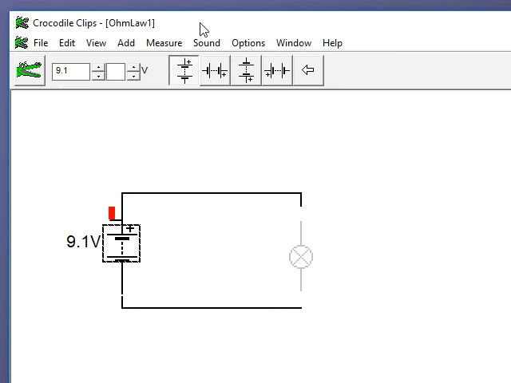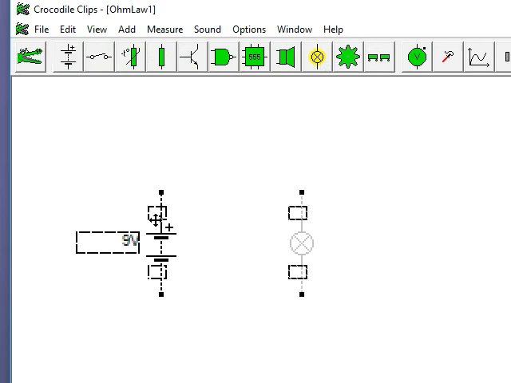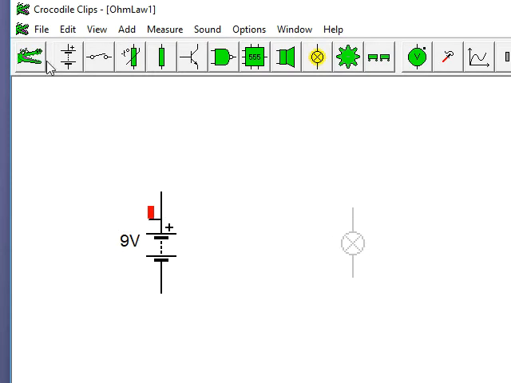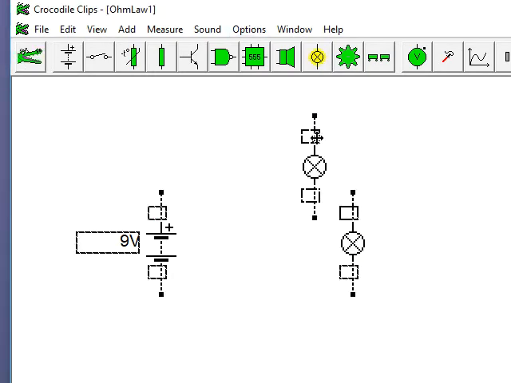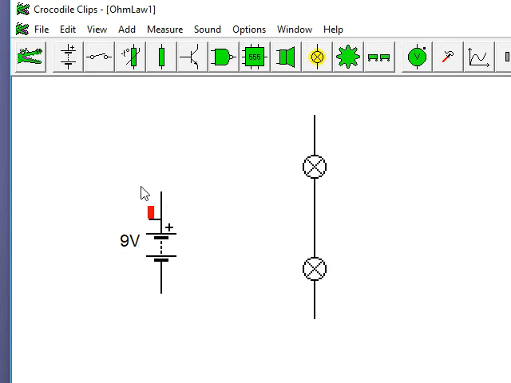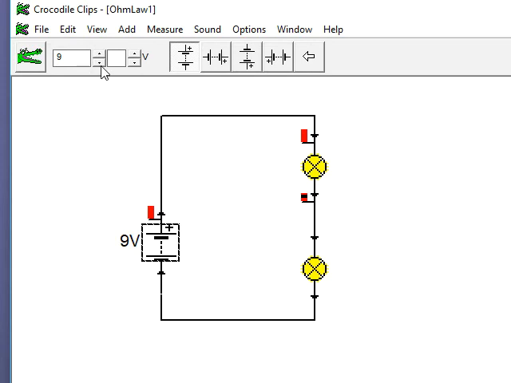Imagine that we have a circuit with a battery and then a lamp. We replace it, so instead of one lamp, we have two lamps. So what happened? We have more resistance, so they glow less. Imagine that instead of 9 volts, we have just, for example, 6 volts.